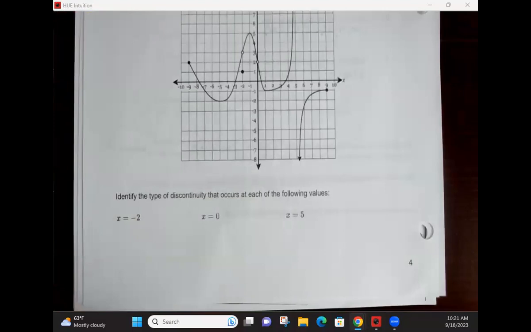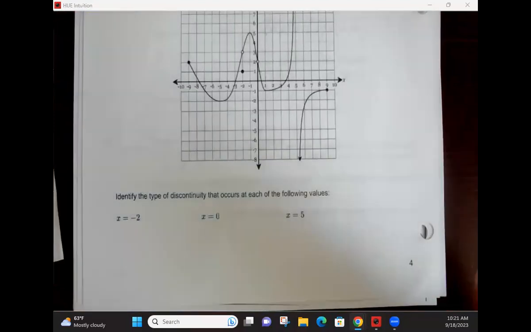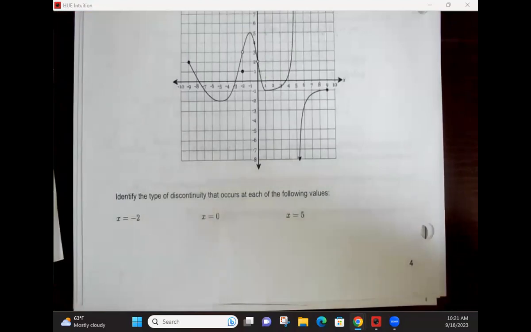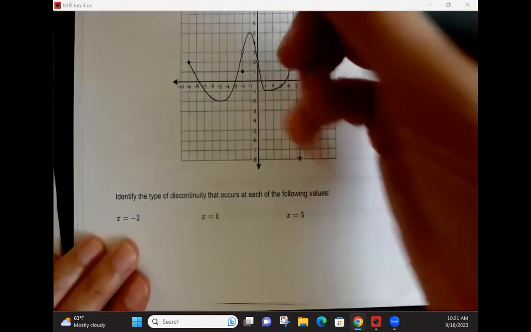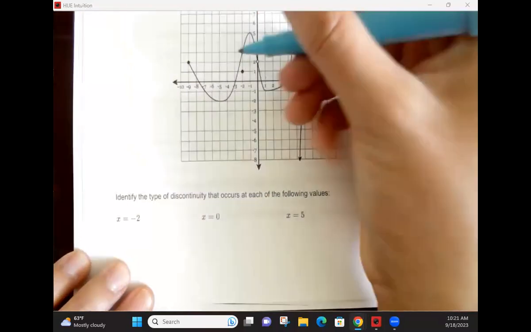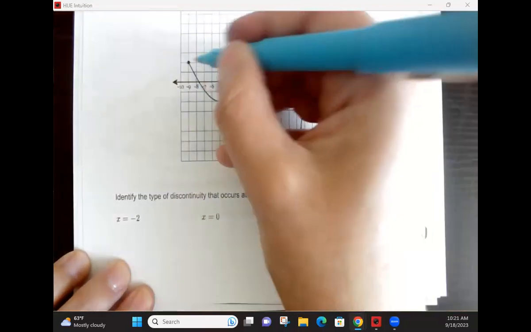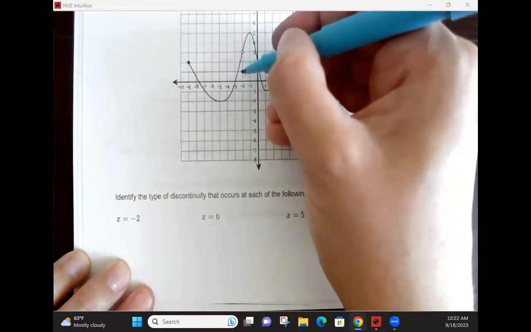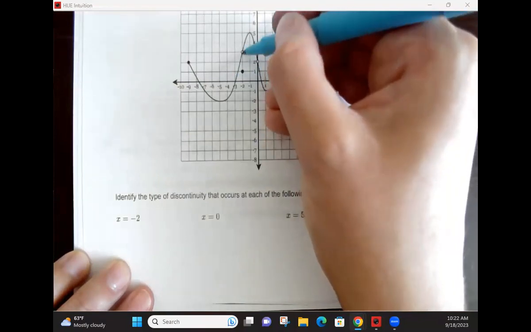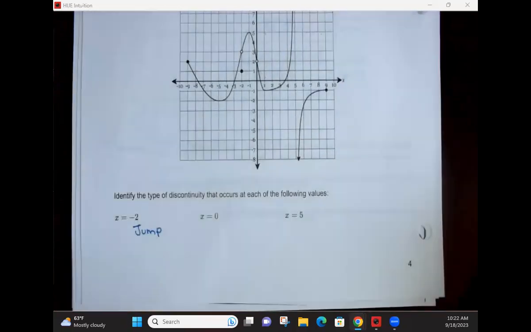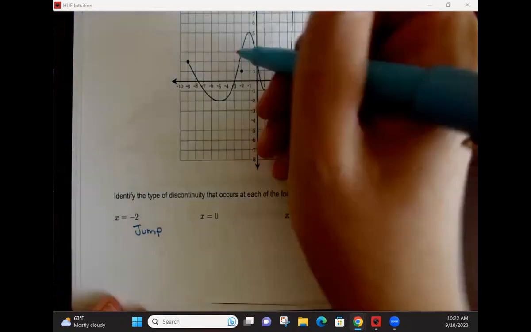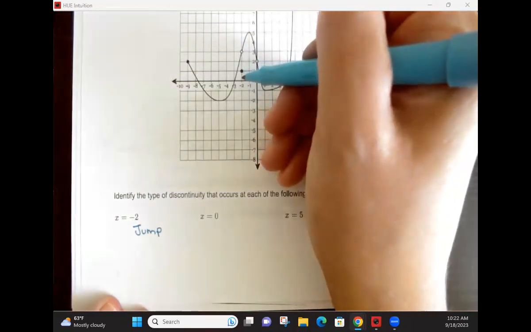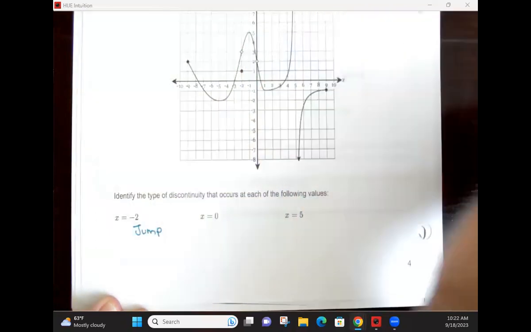So for our next example, we have a graph here with several types of discontinuities. Okay. We're going to talk about what each of them are. So at -2, I have a gap as I move from left to right, between where I expect my function value to be and where it actually is. So this type of vertical gap we call a jump. That's a jump discontinuity.